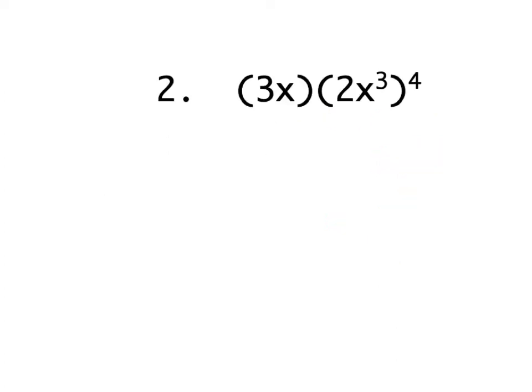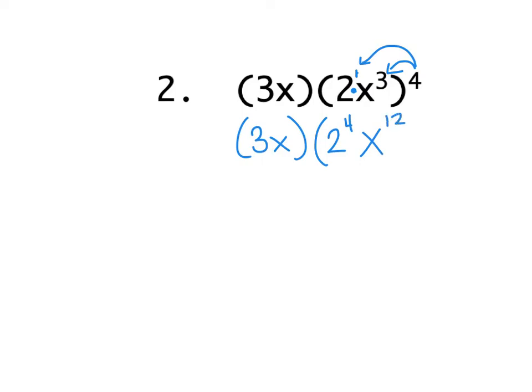I'm going to start in this one by distributing this outer exponent of 4 to the two factors inside. The first factor is 2, and you might find it helpful to make this 2 to the first power. So I distribute this 4 to that 1 and to this 3. I'm just going to recopy this 3x, and this would become 2 to the 4th power. A common mistake is that kids will do 2 times 4. No, you keep the base and you do 1 times 4. And then x to the 3 times 4 would be 12th.